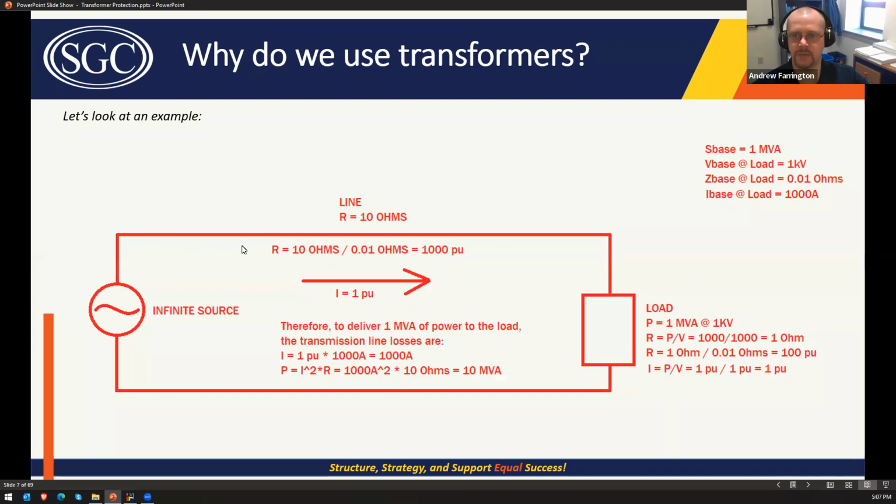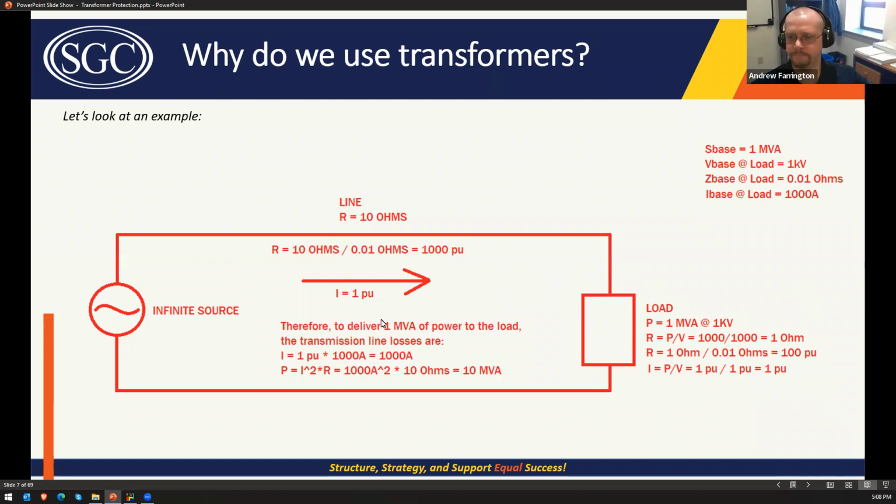If you have 1,000 amps flowing through the transmission line through a resistance of 10 ohms, you can calculate your line losses, which are the I squared R losses. 1,000 amps squared times 10 ohms is 10 MVA. So you actually have 10 MVA of losses on your transmission line in order to deliver 1 MVA of power to your load. Not real efficient, obviously. That's less than 10% efficiency.